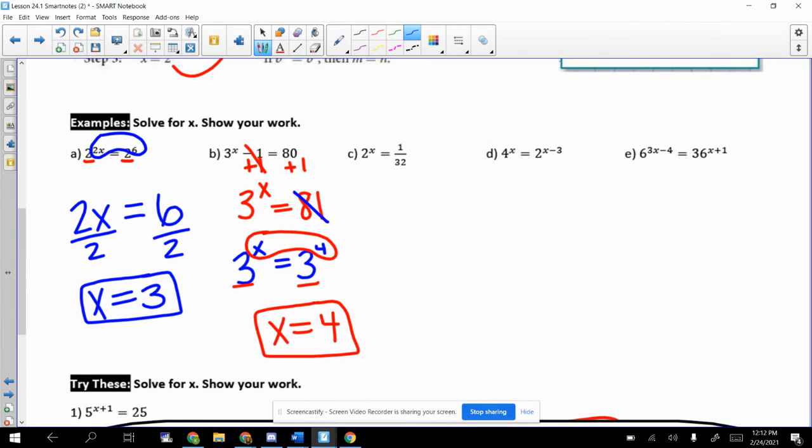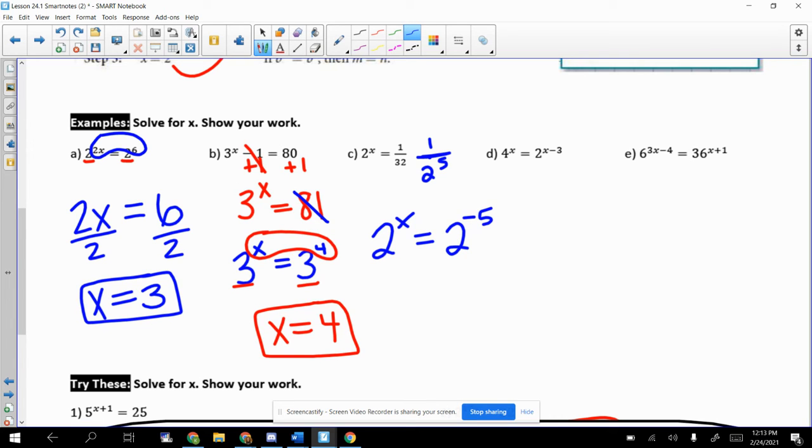However, we have a fraction here. It's 1 over 32. So kind of what you can think of this is like 1 over 2 to the 5th. Or all you have to do is remember that when it's a fraction, you need to use the negative exponent. So this would be like 2 to the x equals 2 to the negative 5th.